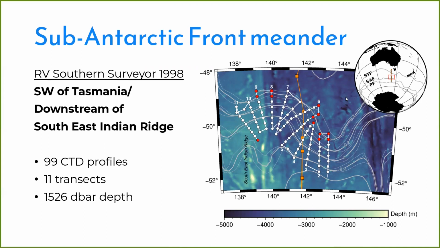So what was our survey? Our hydrographic survey was southwest of Tasmania in the subantarctic front, just downstream of the Southeast Indian Ridge. We had 99 CTD profiles and about 11 transects that went from south to north and north to south through the front, and they went down to about 1500 decibar. At the same time, there was also a repeated SR3 line that went from north to south through the front.